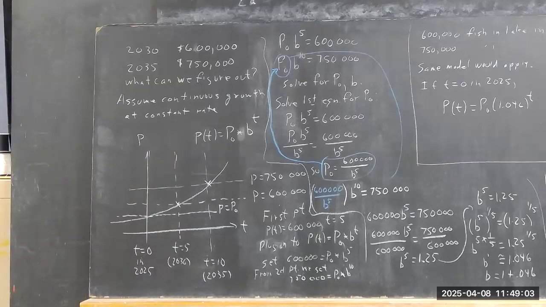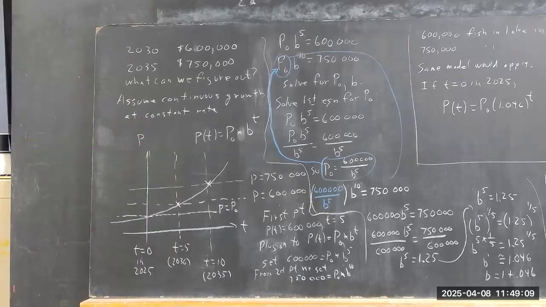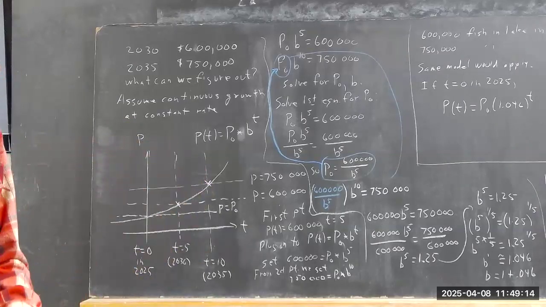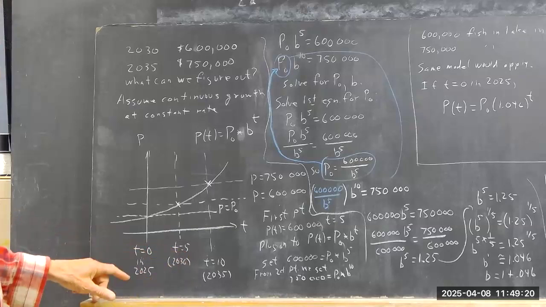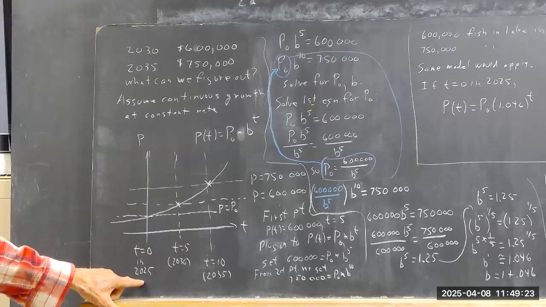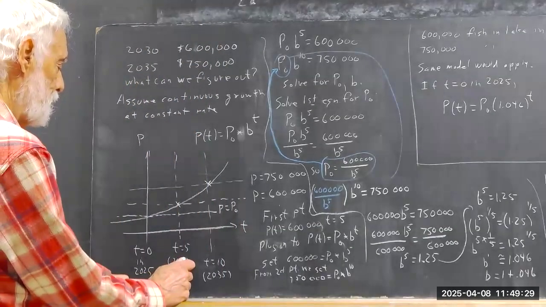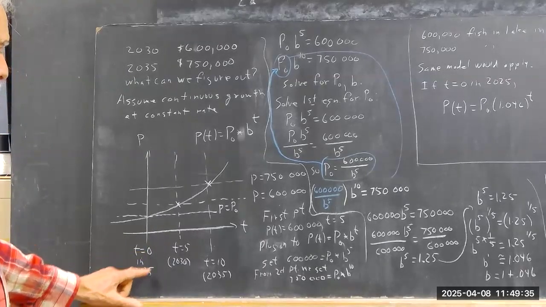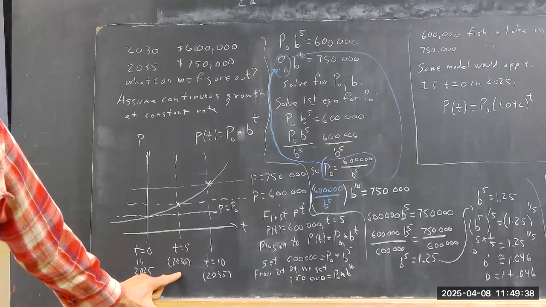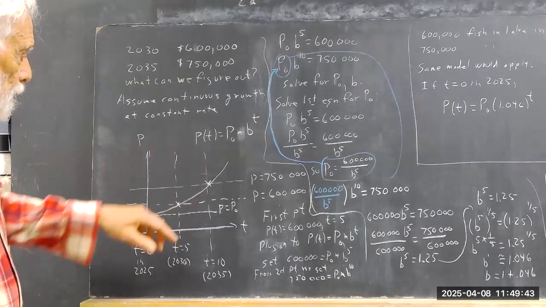If we assume continuous growth at constant rate, well, first of all, we put our information on a graph. It's going to give us 2 points on the graph, right? Here's 2035, and I'm going to call that t equals 5, and I'll let t equal 0 in 2025. That's like today, okay? Right now it's 2025. If t equals 0 in 2025, t is 5 in 2030. That makes sense? And it's 10 in 2035. We put these 2 points on the graph.